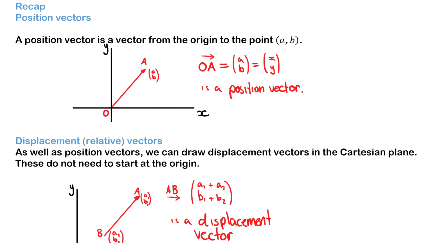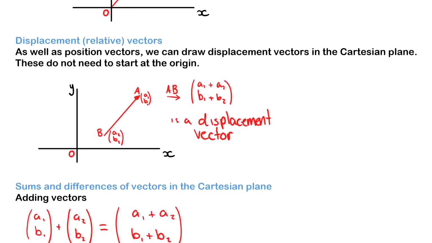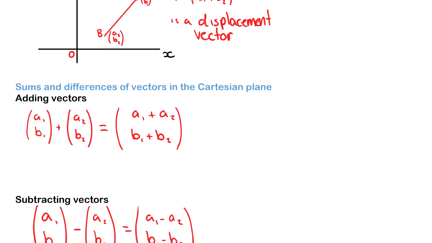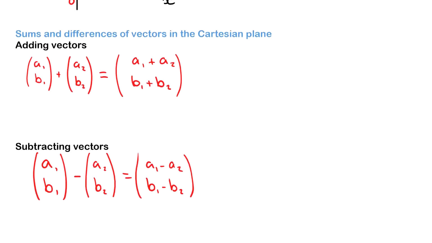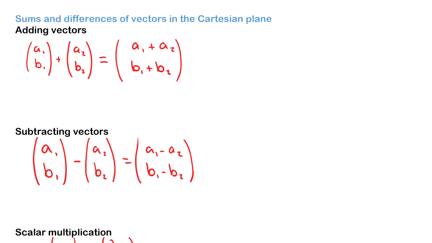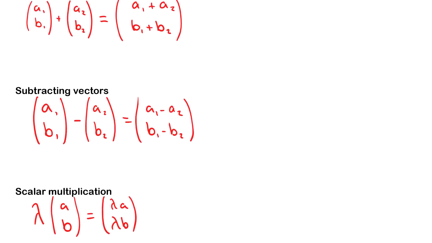To end the video, we'll do a quick recap. Remember, a position vector is a vector from the origin to a point. A displacement vector does not need to start at the origin and can be anywhere on the Cartesian plane. On your screen now, you can see adding and subtracting vectors. And remember, when you have a scalar multiplication, each coordinate is multiplied by the scalar.